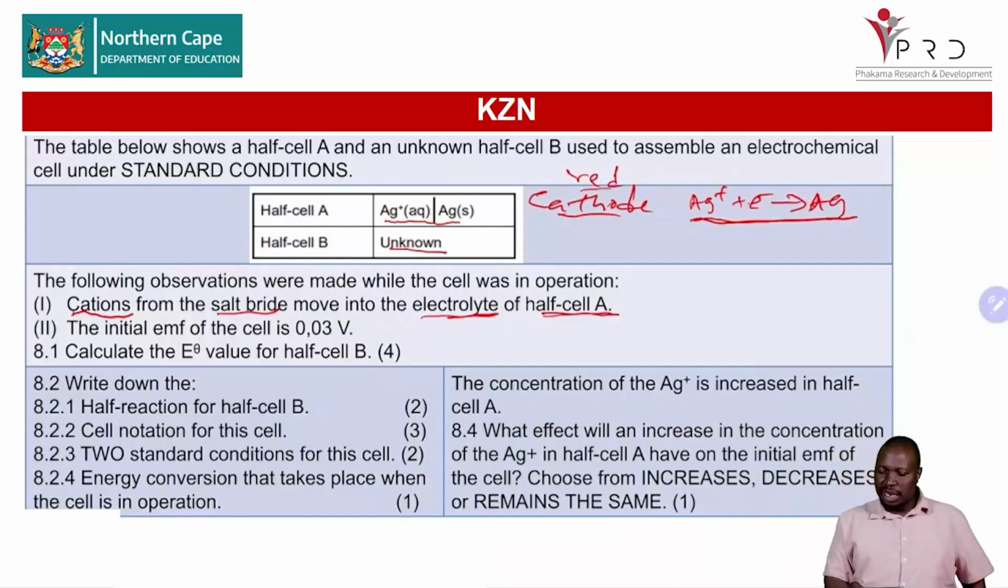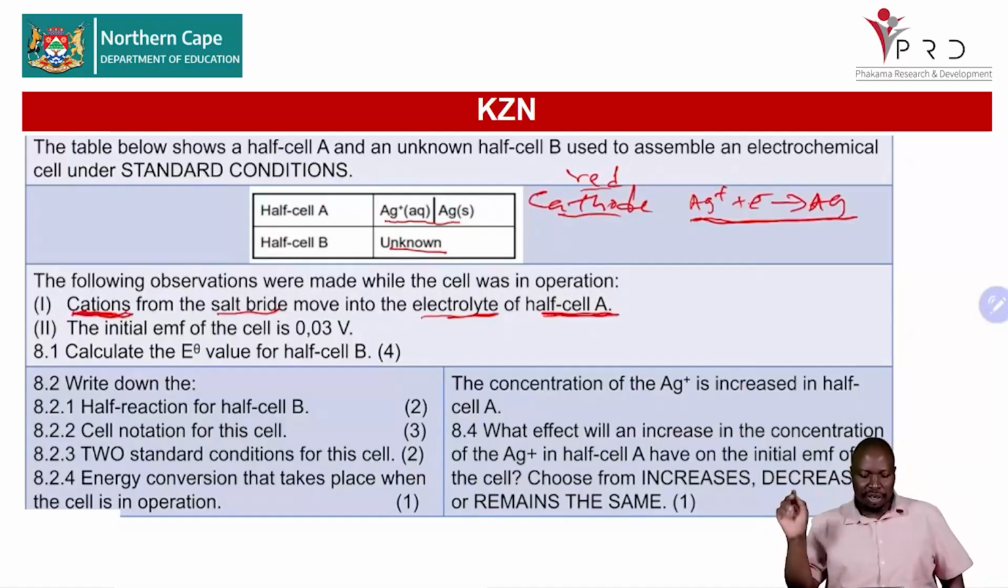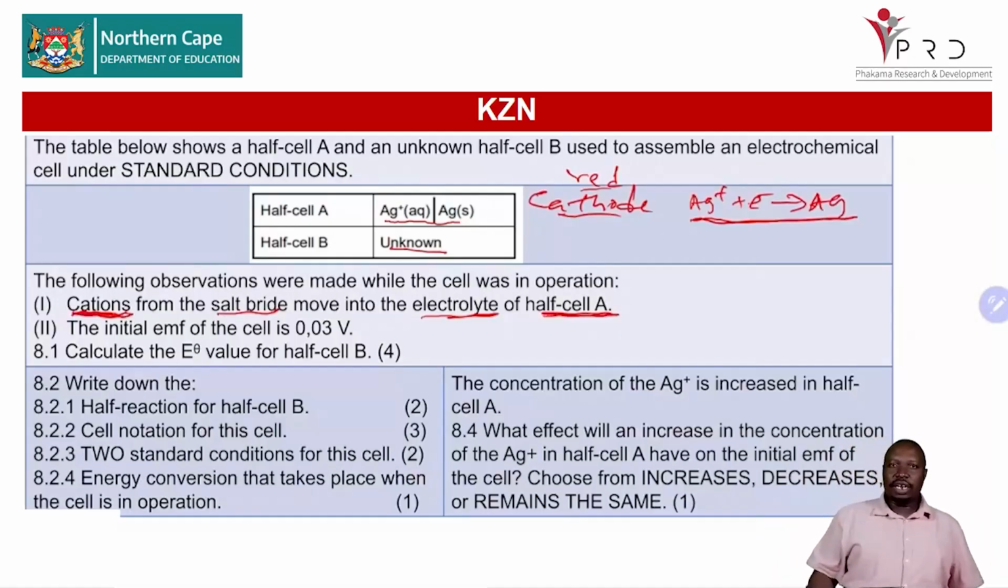How do we know that this is a cathode? We're saying where the cations, or where the positive ions move, they move to the cathode. So half cell A is a cathode. Why? Because the cations are moving towards it. Now let's look at Roman figure 2 there. It says the initial EMF of the cell is 0.03 volts.